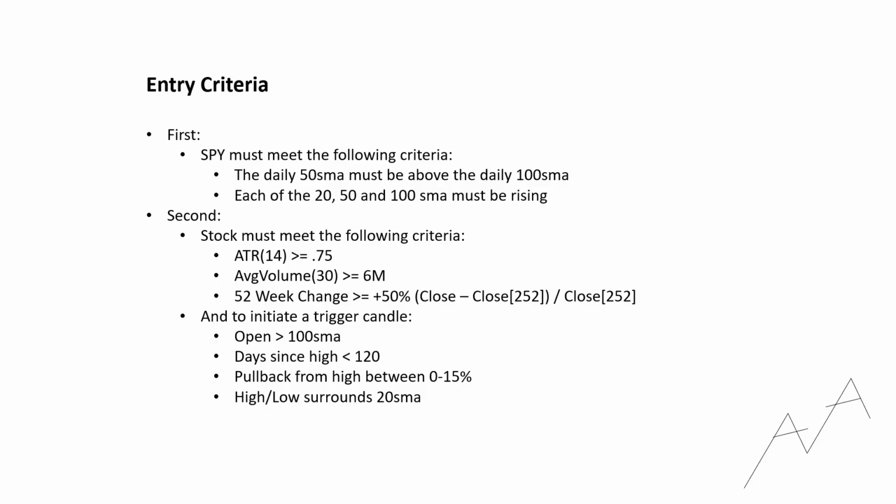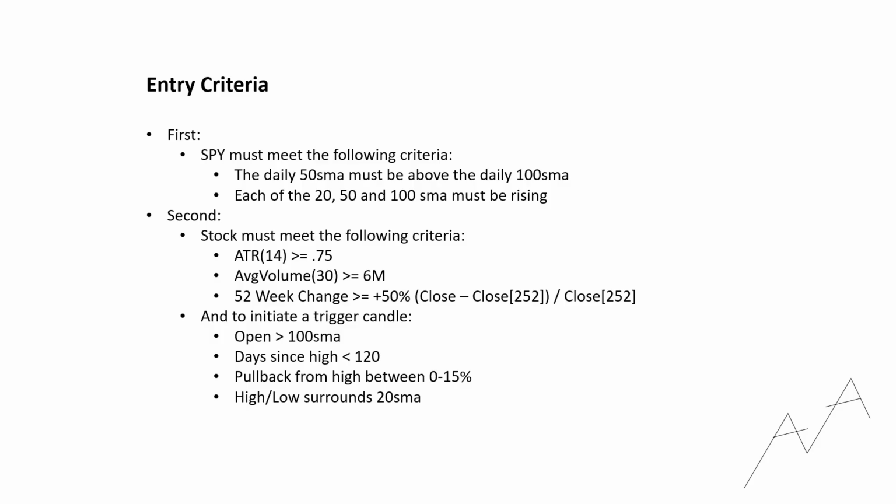And you can see that the stock must meet the following criteria. It has to have a 14-day average true range greater than 75 cents. The 30-day average volume has to be greater than 6 million. And then the 52-week change has to be greater than or equal to 50%. The way I calculated that was today's close minus the close of 252 trading days ago, divided by the close of 252 trading days ago. So basically, the stock has to be up at least 50% from where it was a year ago.